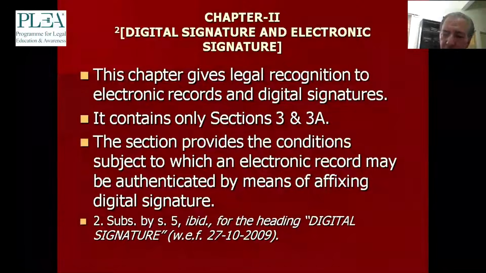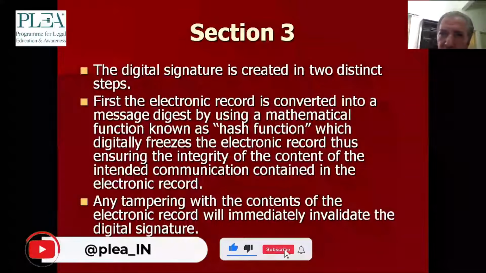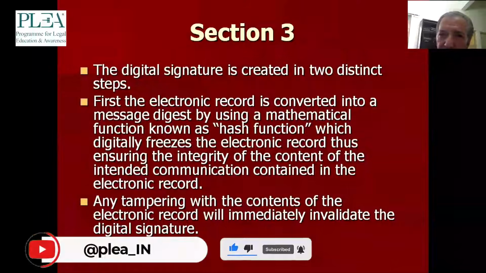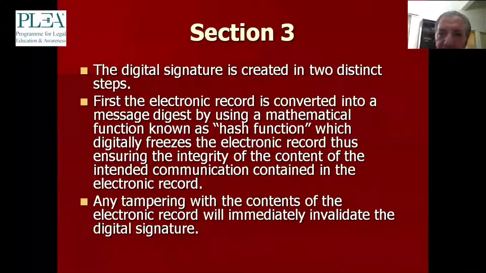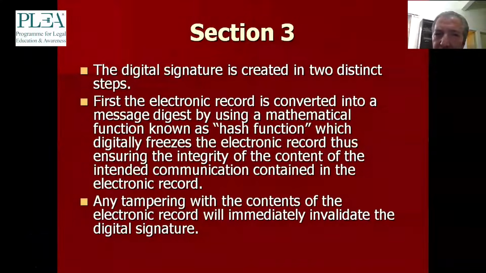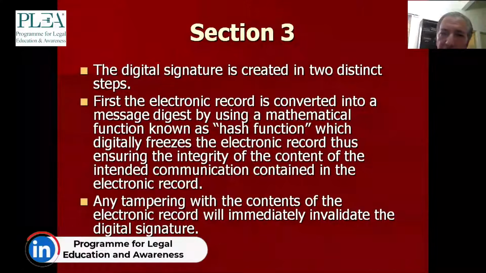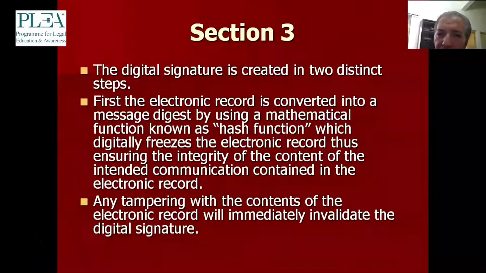Now this chapter is very important, chapter 2, digital signature and electronic signature. This chapter has only 2 sections, that is 3 and 3A. It provides the conditions subject to which an electronic record may be authenticated by means of affixing digital signature. So digital signature is created in 2 distinct steps. First, the electronic record is converted into a message digest by using the MD5 algorithm, or the MD4 algorithm that was older, by using a mathematical function known as hash function, which digitally freezes the electronic record, thus ensuring the integrity of the content of the intended communication contained in the electronic record.